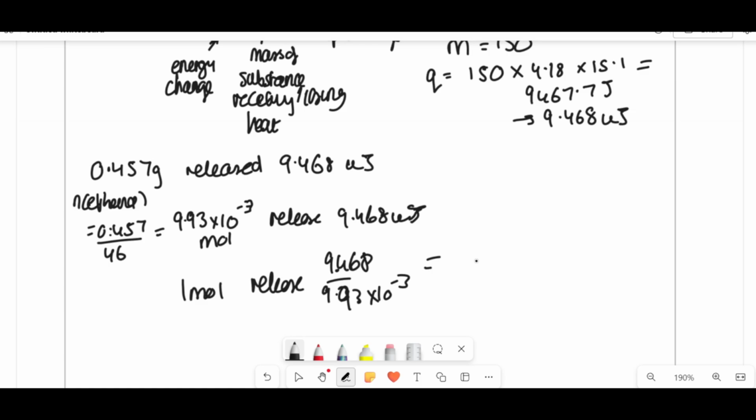If we do that, we get roughly 953 kilojoules per mole. 1 mole releases this much. However, it's exothermic, so we need to include a minus sign. That's how you do it.